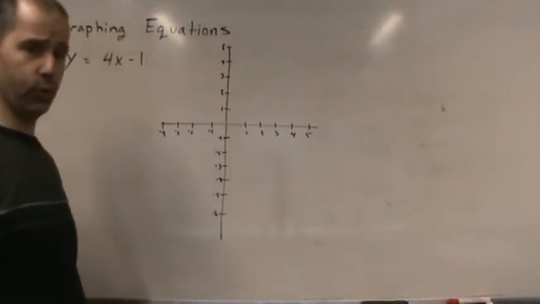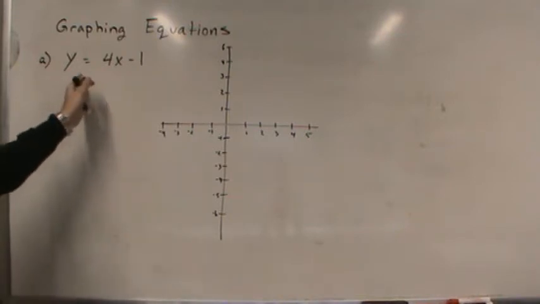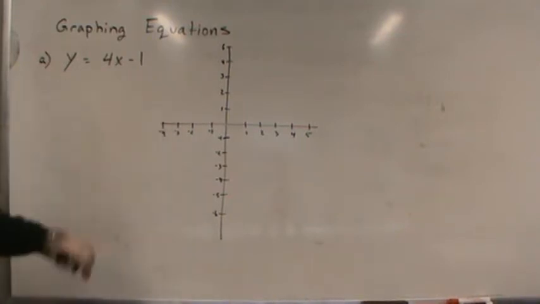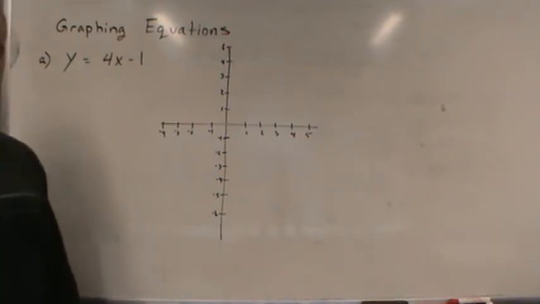Today we're going to do an example. We're going to graph an equation. We're going to use those 4 steps that we talked about. This is going to be one of 3 different examples that I will do. The first one is we have this equation, a linear equation here. We're going to solve this first by going through the steps.